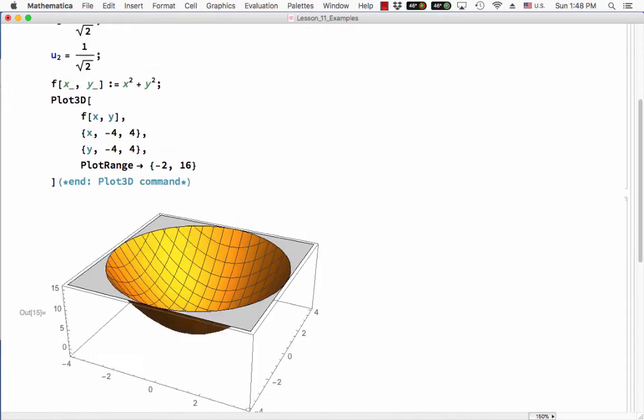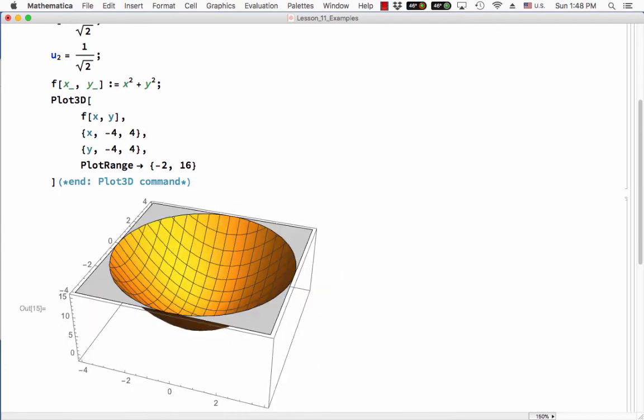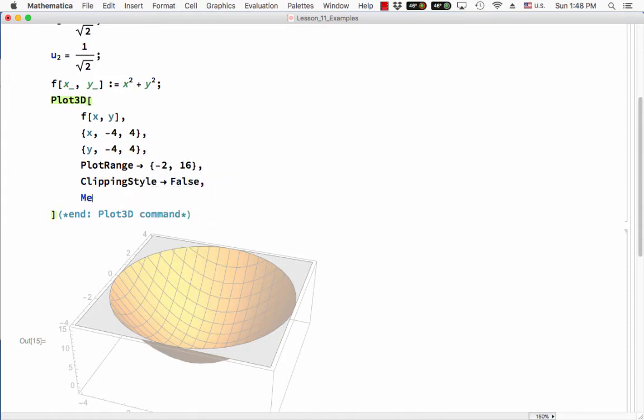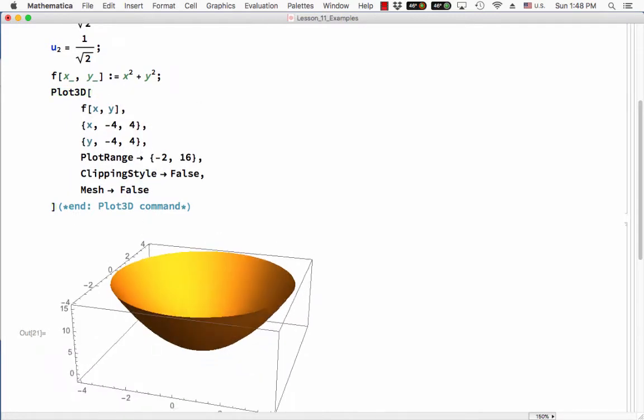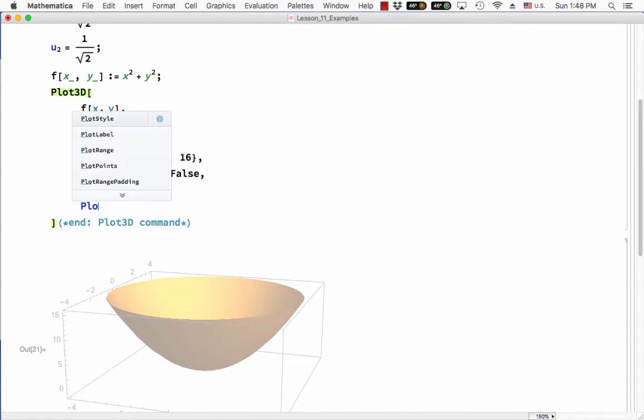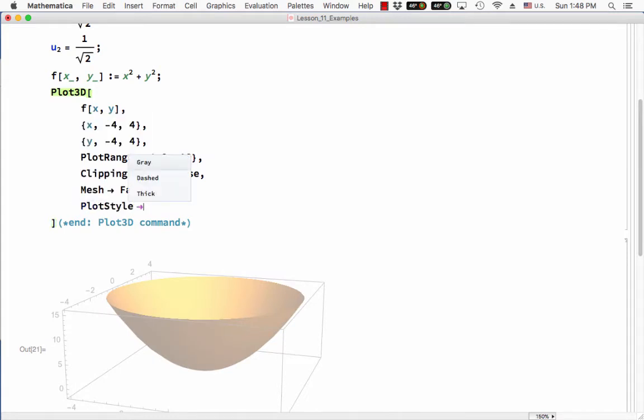So I'll evaluate this. There's my elliptical paraboloid. You can already hear me getting mad. So here I'm going to do clipping style to be false. Other thing I'm going to do is I'm going to turn the mesh off. All right, there's my elliptical paraboloid. I'd like to be able to see through this sucker. So here I'm going to go ahead and do plot style. And then what did we use? Directive. Yep. And I think real mathematicians graph in pink. And perhaps we do the opacity to be about, I don't know, 40%.